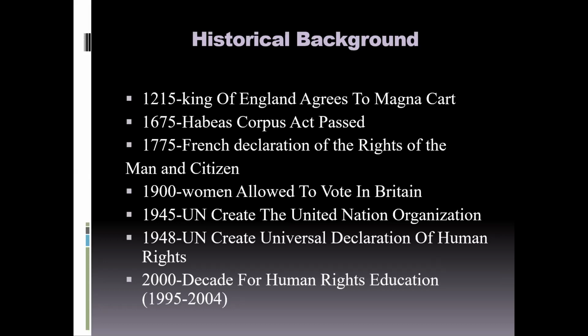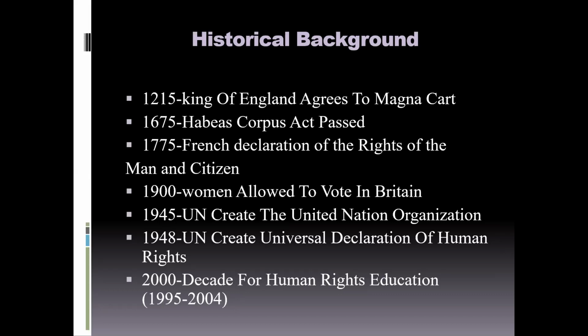According to the Indian perspective, in the Vedas, the entire world is one family. Vasudhaiva Kutumbakam addresses the question of human rights. In 1250, a significant event in the development of human rights occurred, when the rebellion of the feudal barons against King John of England brought about the proclamation of Magna Carta. In 1675, the Habeas Corpus Act was passed, and Magna Carta became an official law. In 1775, the French Declaration of the Rights of Man and Citizen. In 1850, the United States abolished slavery by adding the 13th Amendment. In 1900, women were allowed to vote in Britain.